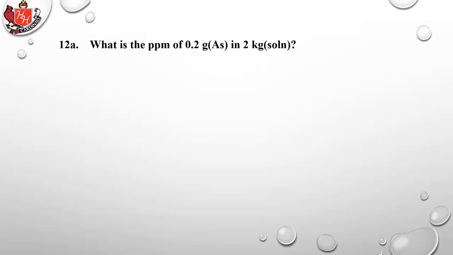Okay, what is the parts per million of 0.2 grams of arsenic in 2 kilograms of solution? So you use parts per million. It's the same as mass percent, except instead of multiplying by 100, you multiply by 1,000,000. It's used when you have very, very small amounts of a solute in the solvent or in the solution.